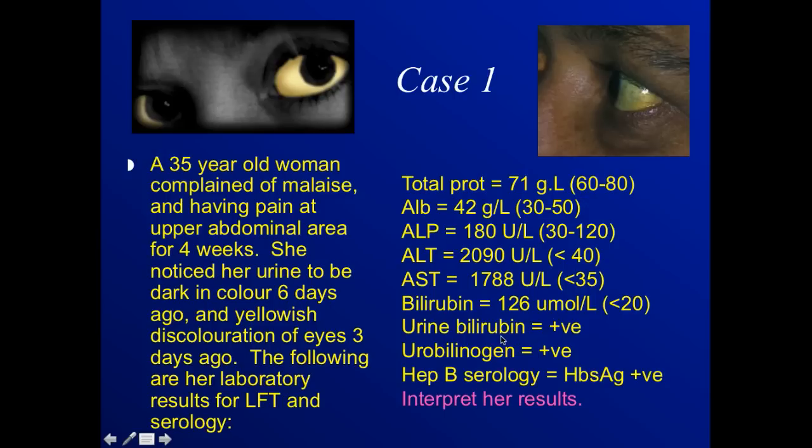The urine bilirubin is positive, urobilinogen is positive, and for the serology test, hepatitis B is found to be positive. Now you are supposed to interpret the results, and I expect at the end of the lecture you can interpret the results of this case.